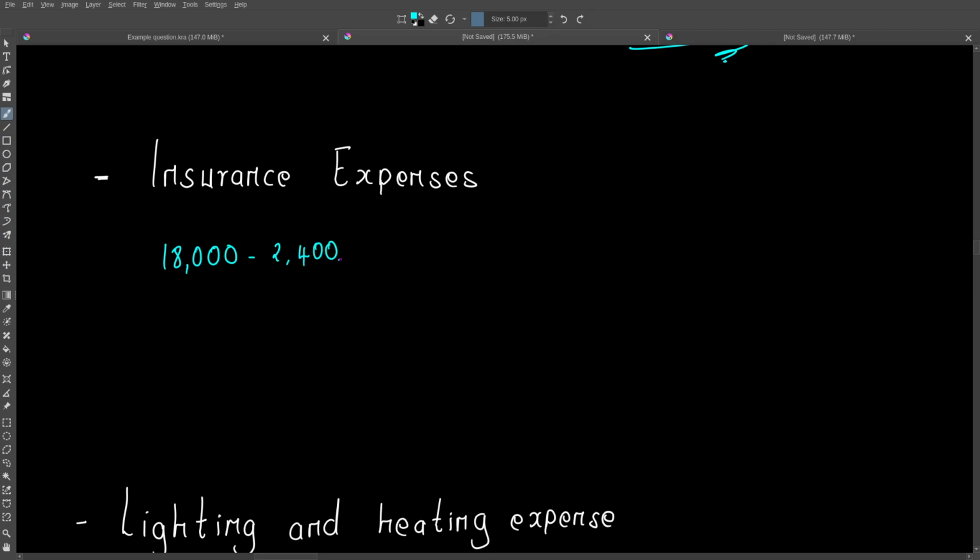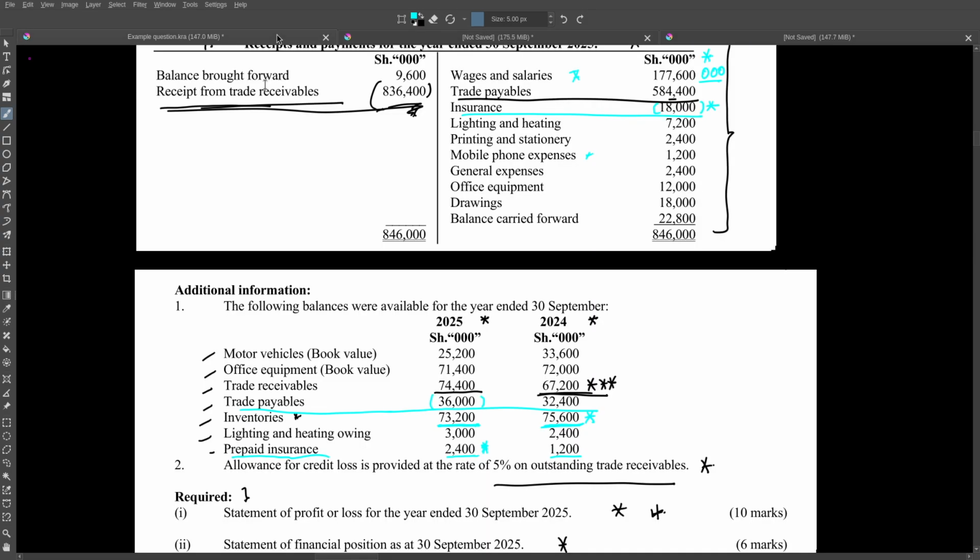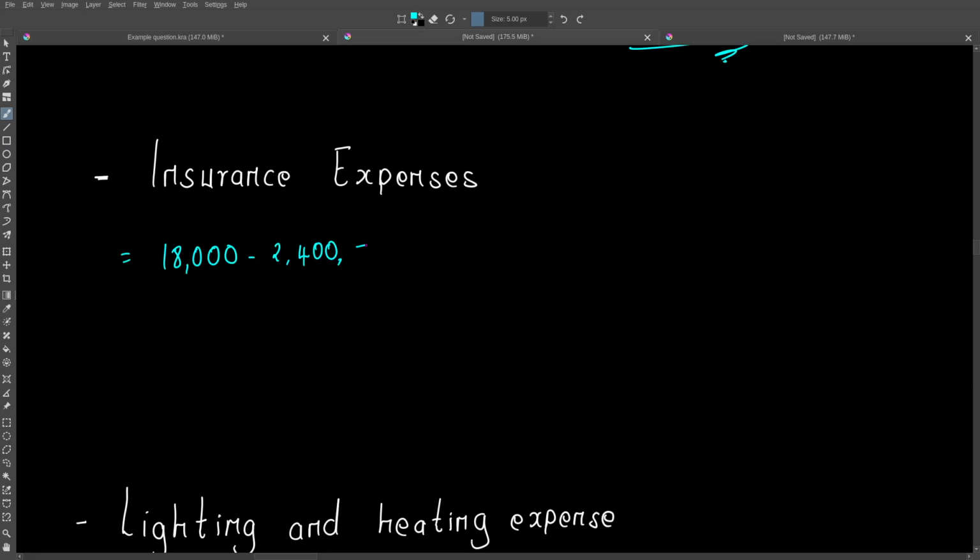And then you ask yourself, from the prior period, you can see there is also a balance of 1,200. What does that mean? In the prior period, there was a prepayment for the period 2025 of 1,200, which now is an expense to the current period of year 2025. So you have to add this 1,200.